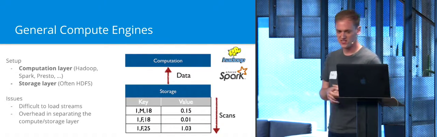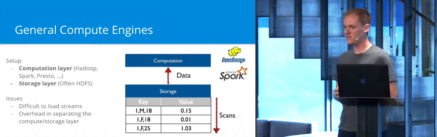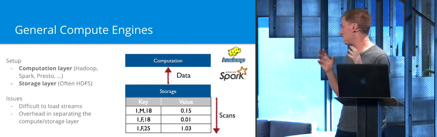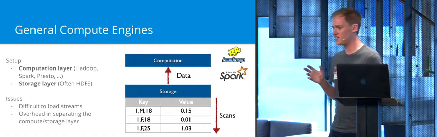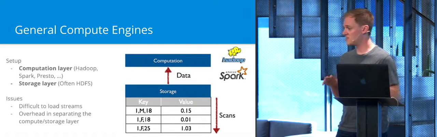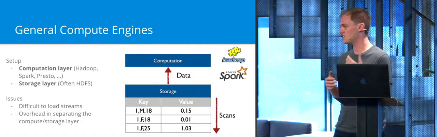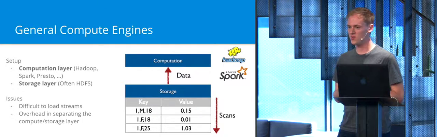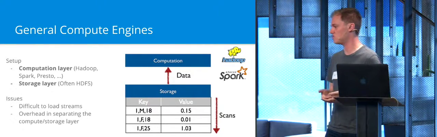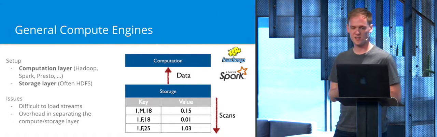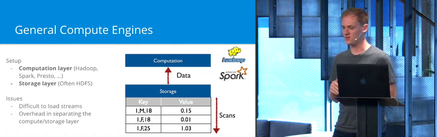General compute engines like Hadoop and Spark. You have some sort of computation layer like Hadoop, Spark, Presto as your compute layer, and then you have some storage, which is usually HDFS for those systems. What we see as our advantage against those is that most of them have difficulty loading streams because you're using HDFS as your storage. There's no real great story about how to load data into HDFS in a streaming way. It's also that the overhead in separating the compute and storage layers can make queries slower.